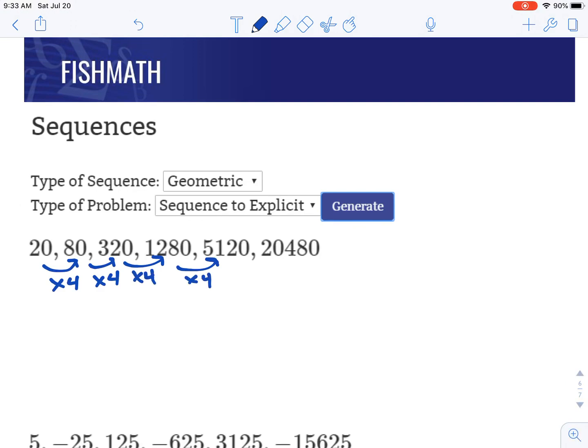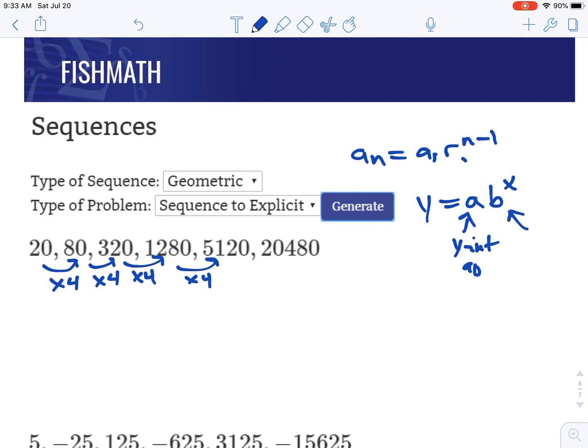So the reference sheet has this formula, a of n equals a1 times r to the n minus 1. But I think that this formula is a little bit easier to use, y equals a times b to the x, where a is the y-intercept, or a0, and then b is what you're multiplying by, which is the same thing as r. We're just using the y-intercept instead of the first term. Either way, it does work. I'm going to show you both, though, just so you can see both ways.